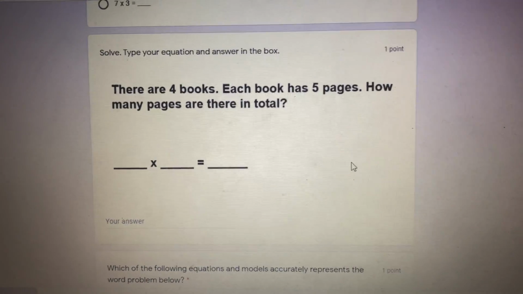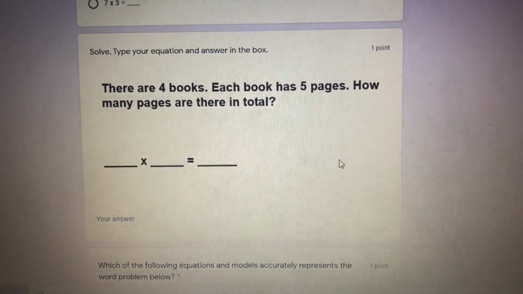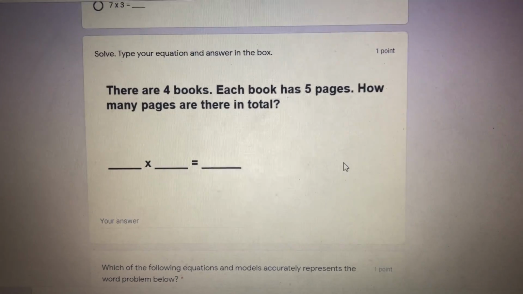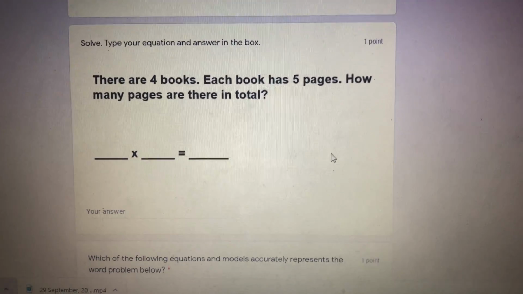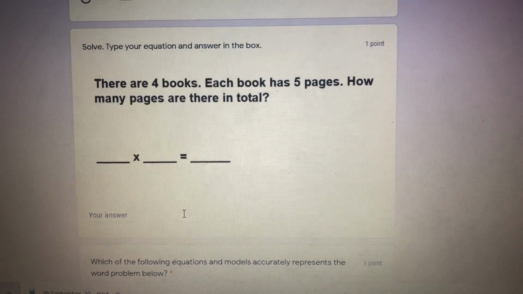Solve. Type your equation and answer in the box. There are 4 books. Each book has 5 pages. How many pages are there in total? You're typing blank times blank equals blank.